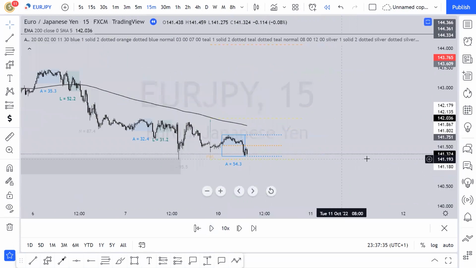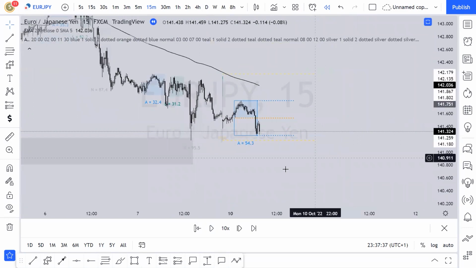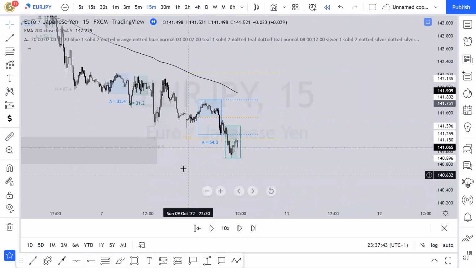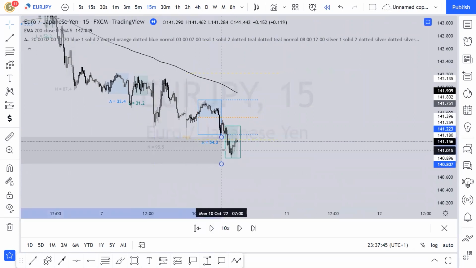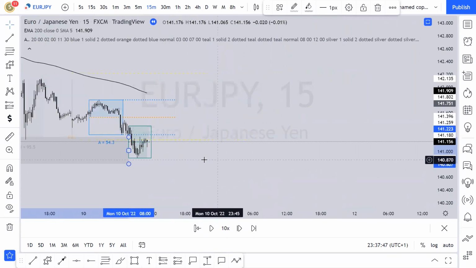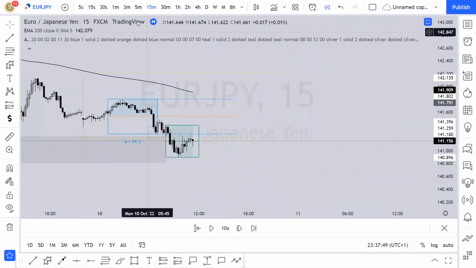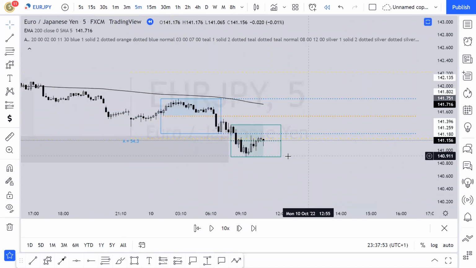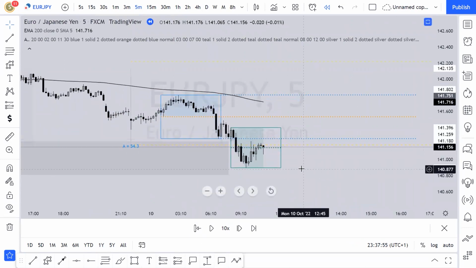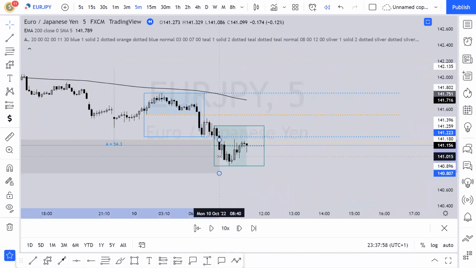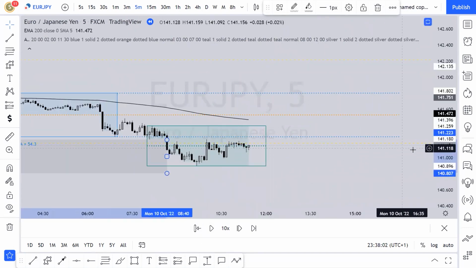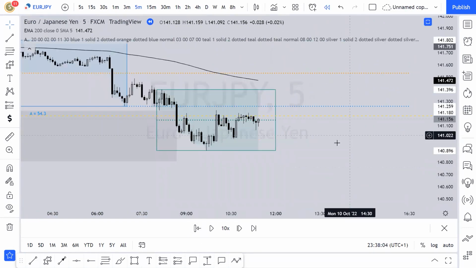All right, so price was still trying to narrate a scenario for us, so we just have to be patient. And price eventually came into that zone. Let me go down to my lower time frame to see exactly what price did.